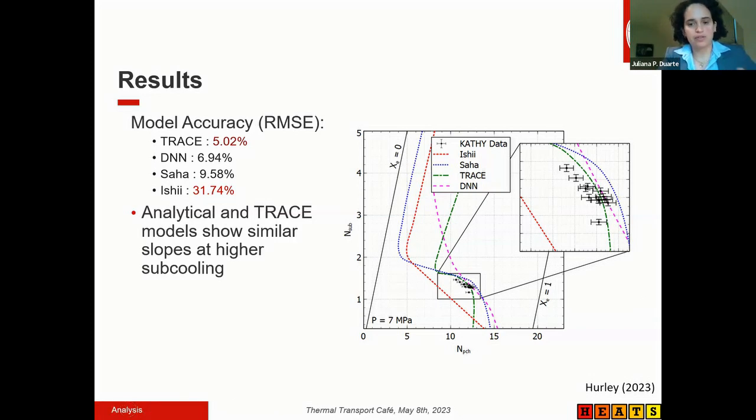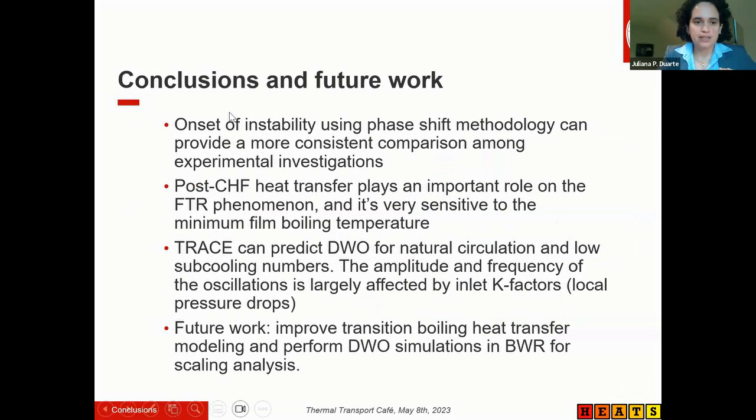Y-trace was the least conservative, but it was also the one that predicted better in this lower subcooling number. Just as the last slide for conclusions, these are the results of the first 2 years of the project. A few conclusions that we had: we proposed this phase shift methodology to define the instability and have a more consistent comparison among experimental investigations.